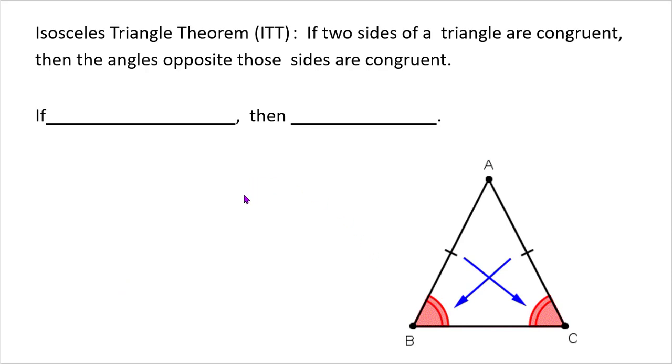Okay, isosceles triangle theorem. If two sides of a triangle are congruent, then the angles opposite those sides are congruent. So, if in our diagram, if AB is congruent to AC segments, then angle B is congruent to angle C. And that is ITT. And you need to understand the difference between these.